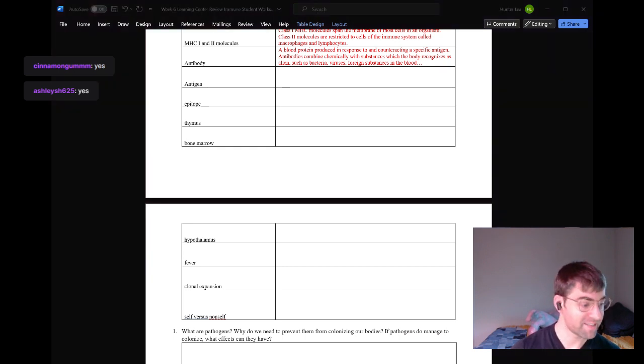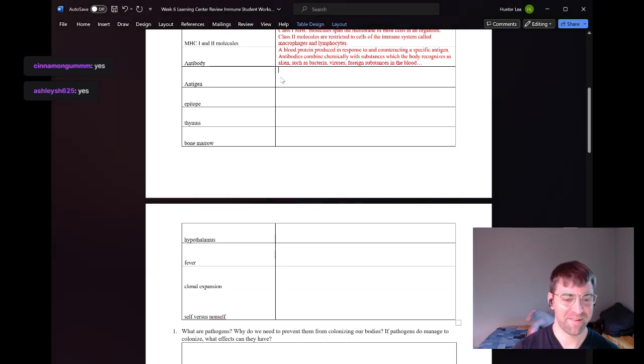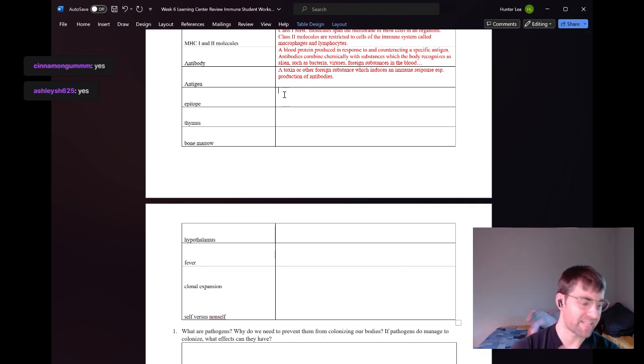Antigens are the toxins. An antigen is a foreign substance or a toxin which induces an immune response in the body, especially the production of antibodies. Epitope, epi, on top of, is the part of an antigen molecule to which an antibody attaches itself.